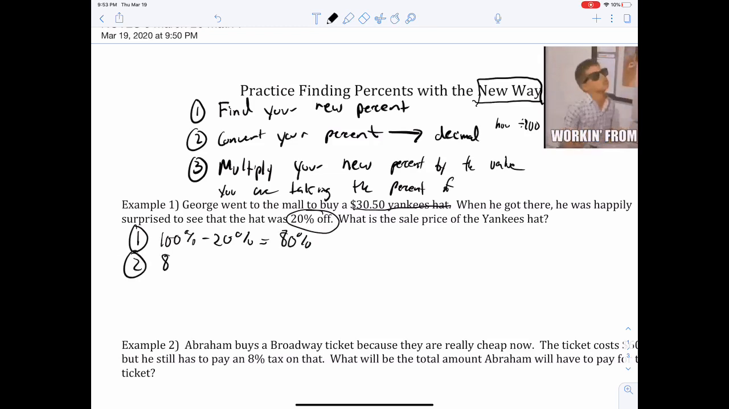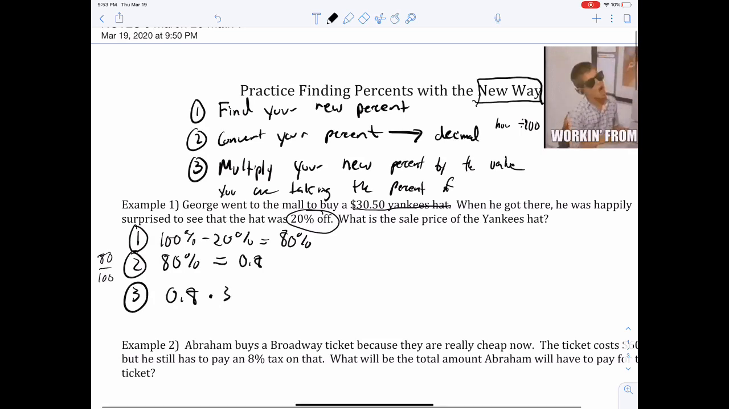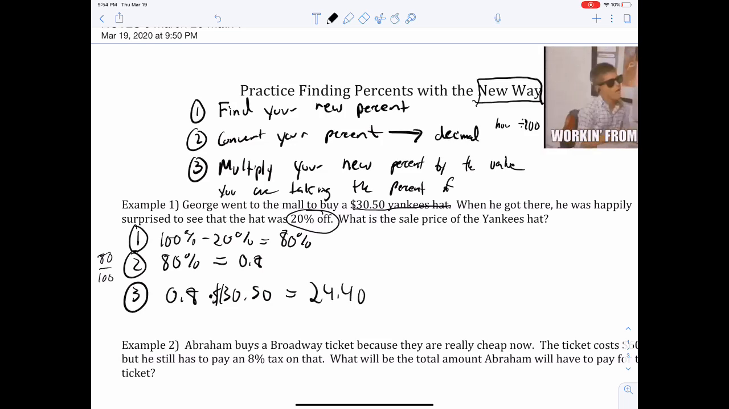And then 80% as a decimal, well, to find 80% as a decimal, you would divide 80 over 100, and that should give you 0.8. And then step 3, our final step, is to do 0.8 times our $30.50 to find our new amount. So you can go to your calculator or your phone, however you're doing the math, and you should get 24.40 for the Yankees hat.